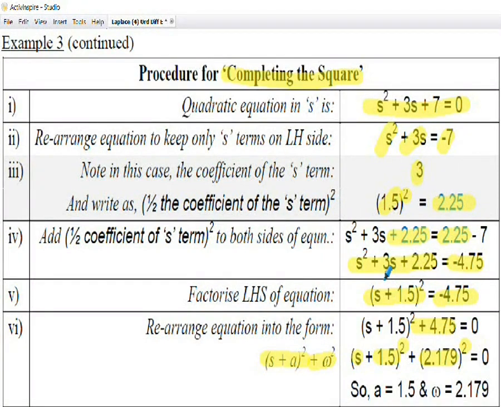Again, it's a bit of experience of knowing what's in the inverse Laplace tables that has allowed me to think in the terms of the s plus a all squared plus omega squared as being a standard form. And in this case, our a would equal 1.5 and our omega would equal 2.179. I would encourage you to perhaps go back and look at that last step 6 as I've outlined it there, and make sure you understand it before you move on.